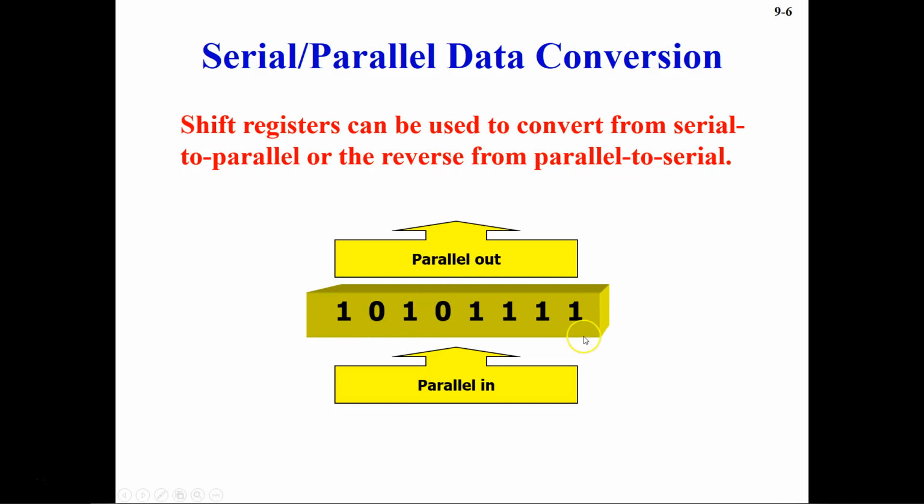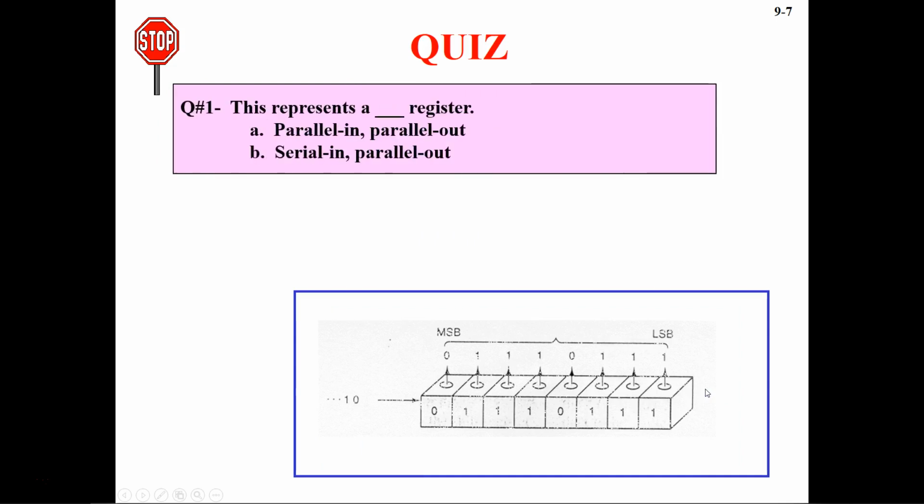So these types of data conversion are what shift registers can do. Now let's see some quiz questions. This represents a shift register. Is it parallel in, parallel out, or serial in, parallel out? So what do you think?